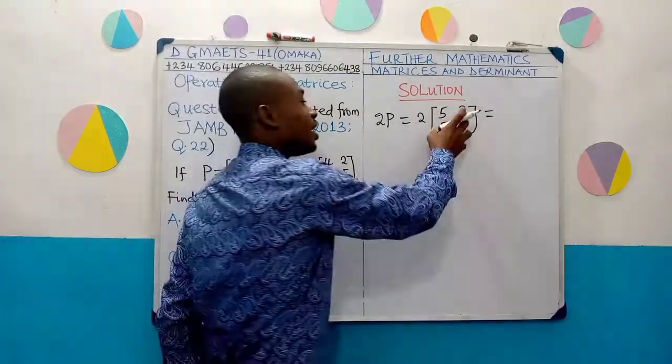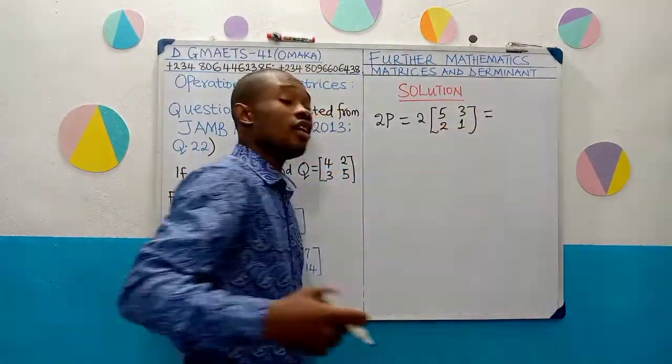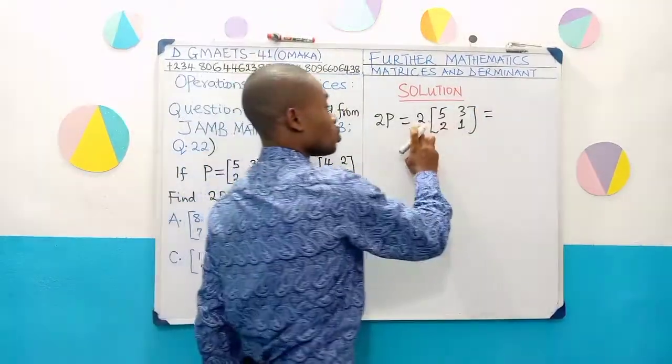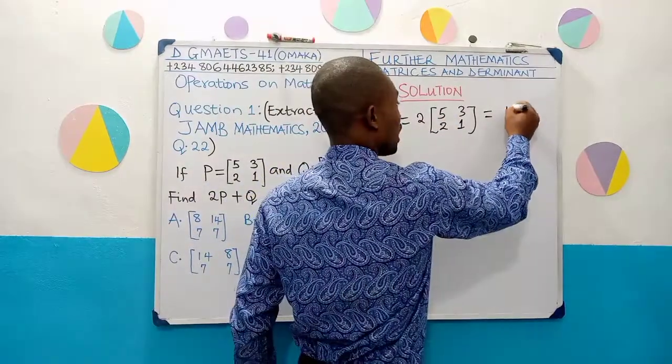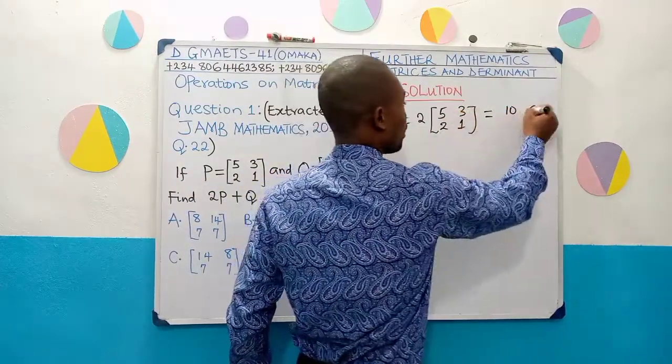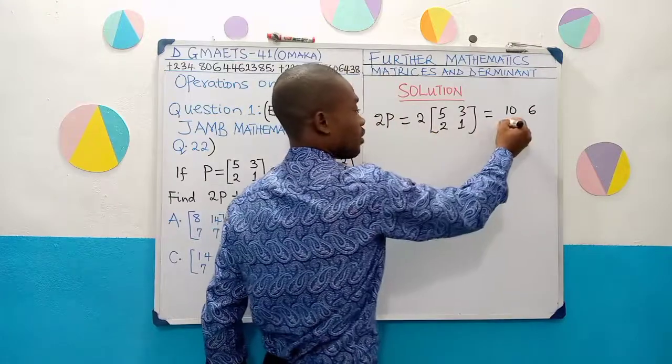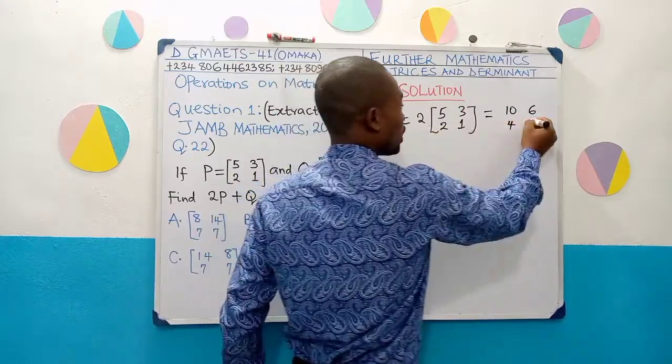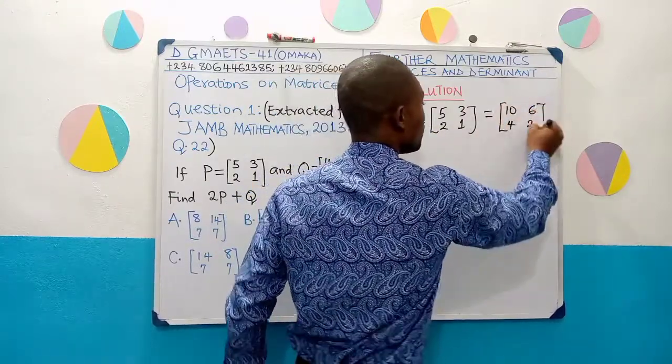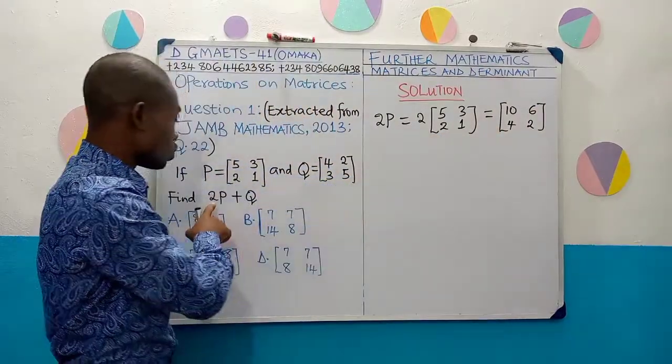So this is a 2 by 2 matrix that has 4 elements in it. So 2 times 5 is going to give us 10. 2 times 3 will give us 6. 2 times 2 will give us 4. 2 times 1 will give us 2. So this is the new matrix obtained, which is 2P.